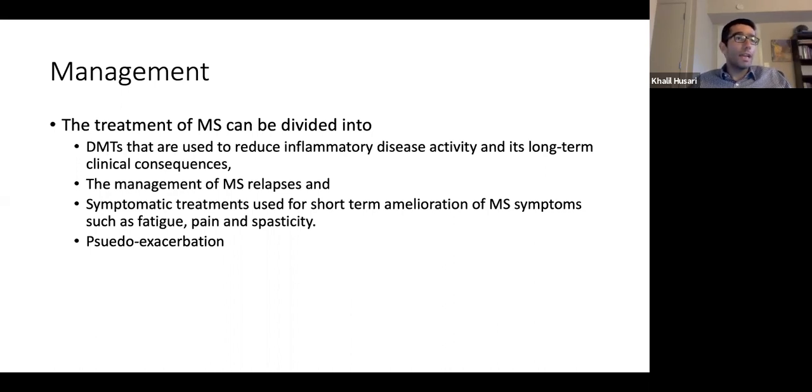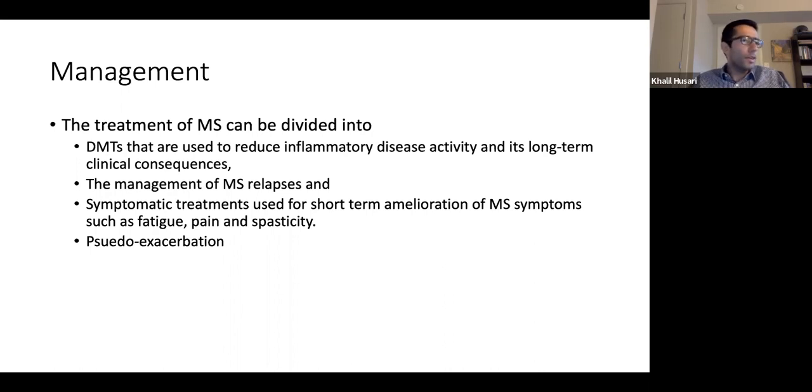Sometimes if the symptom and the disability were very severe, then we usually do either plasmapheresis or intravenous immunoglobulins after the intravenous corticosteroids.